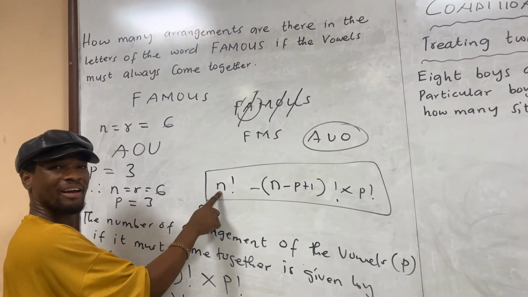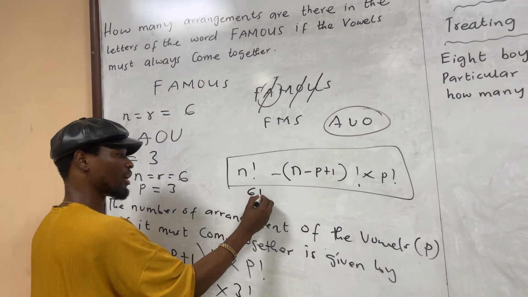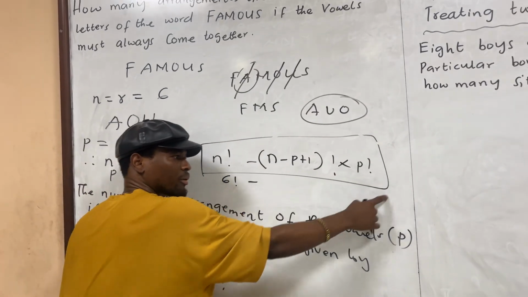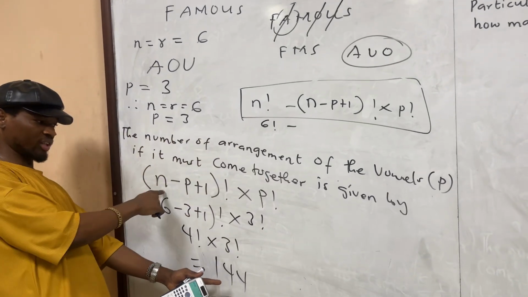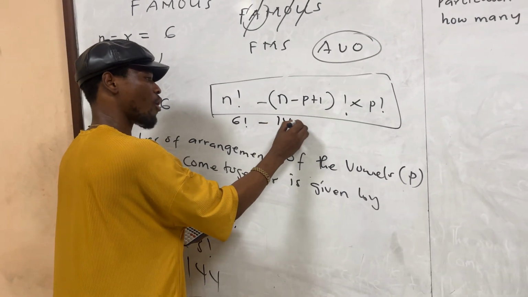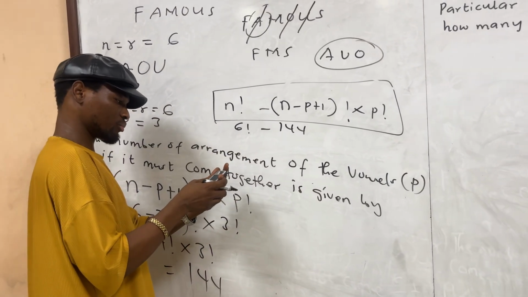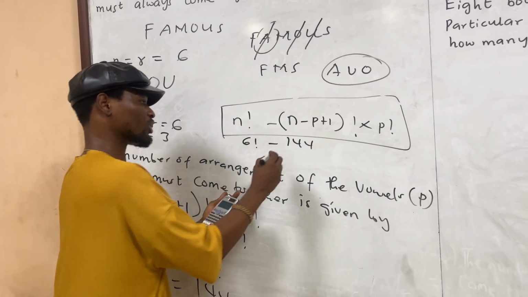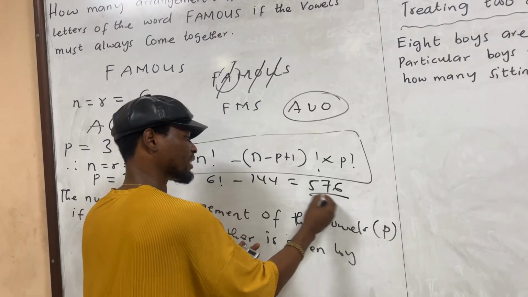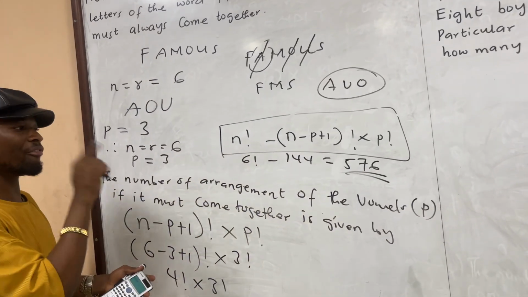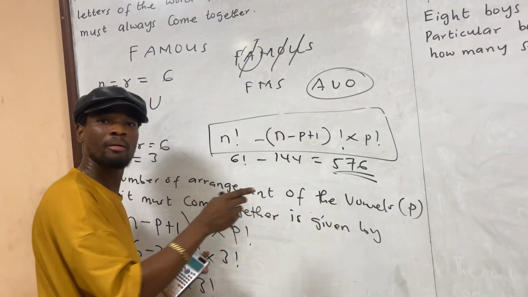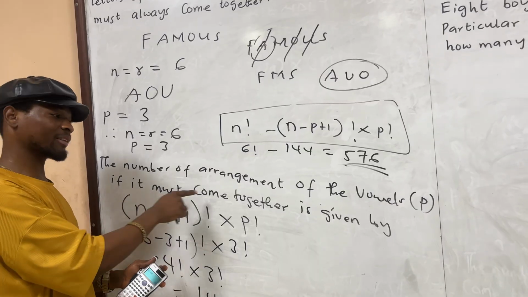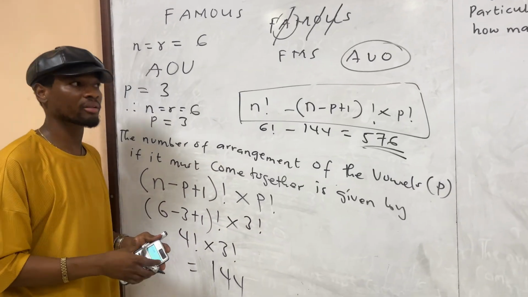Here n is 6, so I have 6 factorial minus the 144 we calculated using the formula. By the help of the calculator, 6 factorial minus 144 gives us 576 if the vowels must not come together. But viewers, let's obey the voice of the question. It says if the vowels must come together. So 144 is the required answer.